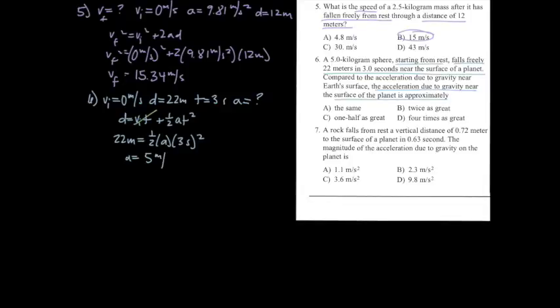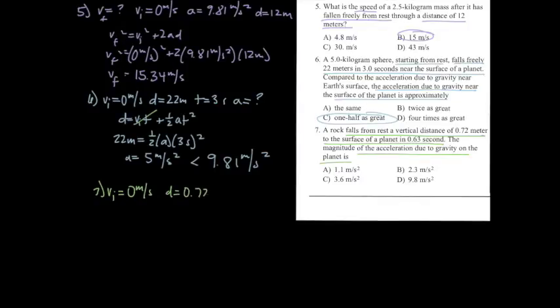Number 7, another free fall question. A rock falls from rest, vertical distance of 0.72 meters, on the surface of a planet, in 0.63 seconds. Again, we're not on Earth, so it's not 9.81 meters per second squared, so we're going to solve for this new acceleration. Vi is 0, d is 0.72 meters, t is 0.63 seconds, and we're solving for a. Use the same equation that we did in 6, and a is equal to 3.63 meters per second squared.